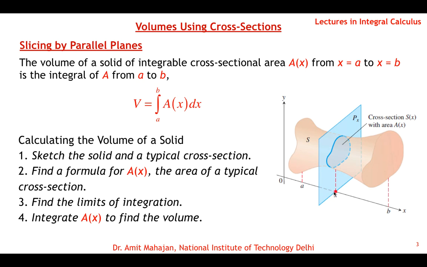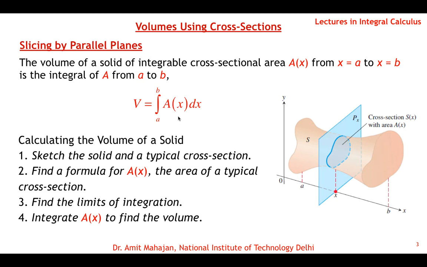Okay, so if you can find the cross-sectional area, which will be a function of x, of course, so that has to be an integrable function, and from x equal to a to x equal to b, if we integrate this area, then we'll get exactly the volume of the solid. So the volume of the solid will be the integral from a to b of A(x) dx, where this integrand A(x) must be an integrable function. Okay, so how to calculate the volume?